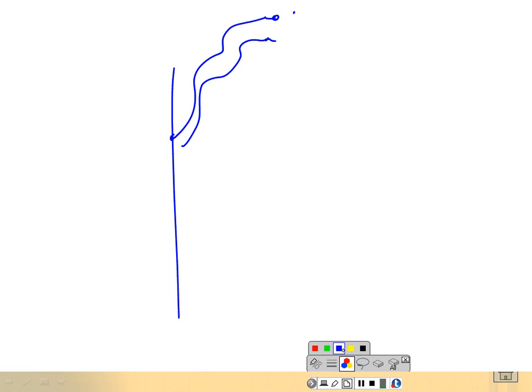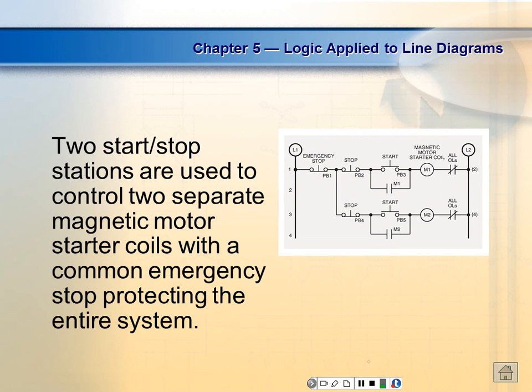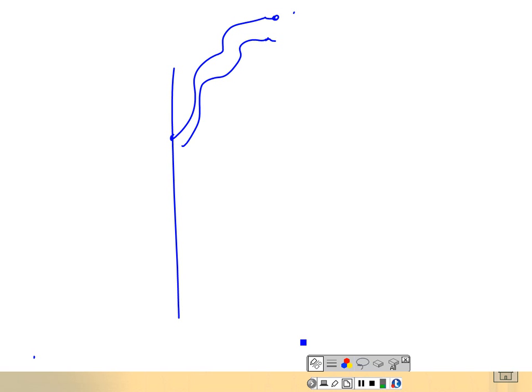So which one am I drawing with? I think I'm drawing with that. And this is, what was I drawing? Okay, drawing here.